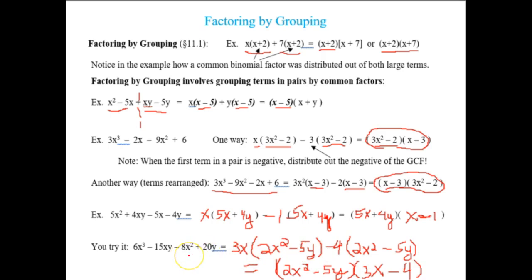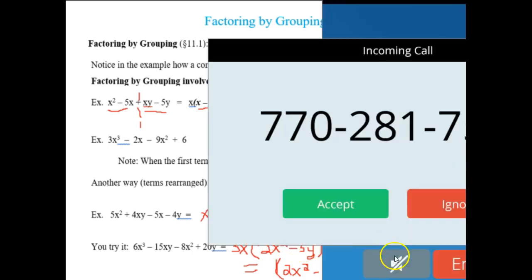In the last two terms, 4 is a common factor. Since the first term is negative, I'm going to use negative 4. So I divide negative 8x squared by negative 4, I get 2x squared minus, and then 20y divided by negative 4 was negative 5y. Now, notice each of the binomials is the same. And if your binomials end up being the same, then you can distribute that out.